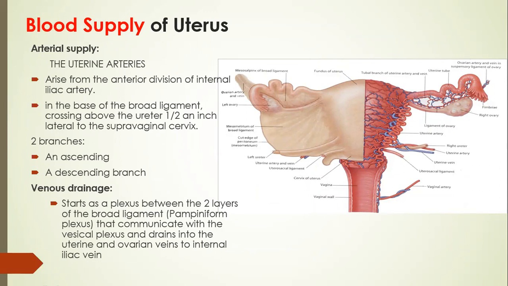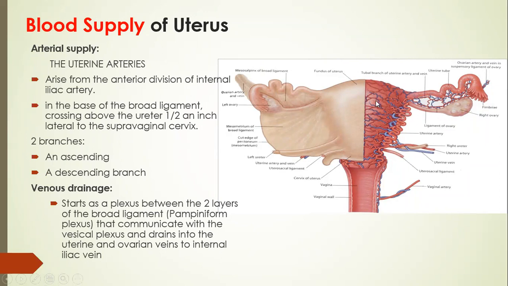Coming to the blood supply of the uterus, the uterus is supplied by a very tortuous artery called the uterine artery. There are two uterine arteries, one on either side. This is the uterine artery, which is very tortuous. If you can see here, it is very tortuous. Here also it will be there, and it will be very tortuous.